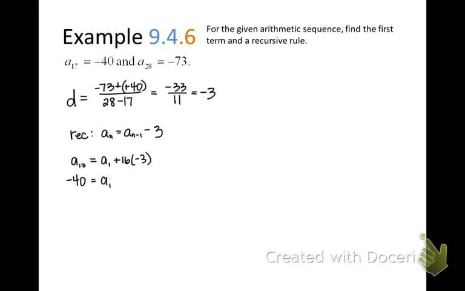And then negative 16 times negative 3 is negative 48. So to get a sub 1, add your 48 over. That means that your first term is 8. And we already did our recursive formula, right? And so we've answered both of the questions. Any questions on how to do that kind of a problem? If I give you two terms kind of in the middle of everything? Okay.